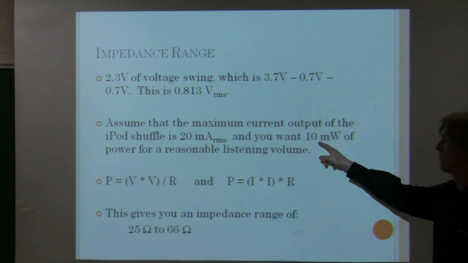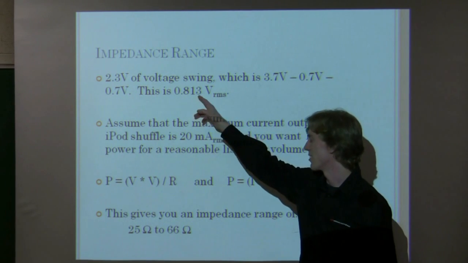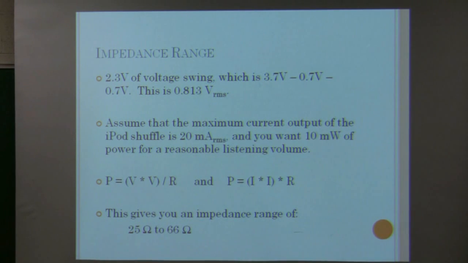So the assumption we're making is that we want 10 milliwatts of power into our headphones to get a good, reasonable listening volume. Okay, take 0.8, multiply it by 0.8, and then divide by 0.01. Okay, 64, that's, if you do the point, or 0.013, it comes out to about 66 ohms. So what that means is that at the high impedance range, you're limited by voltage. So if you have, say, 300 ohm headphones and you plug them directly into an iPod, it's not going to work, right? Because you need more voltage than the iPod can give you.